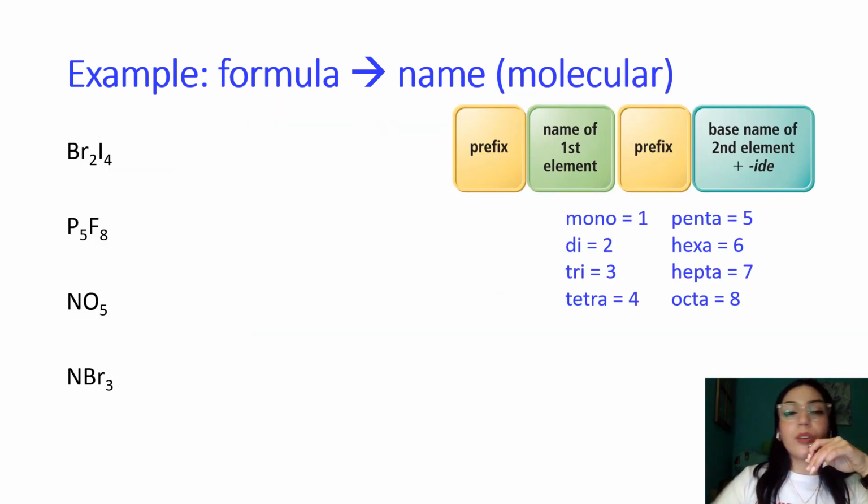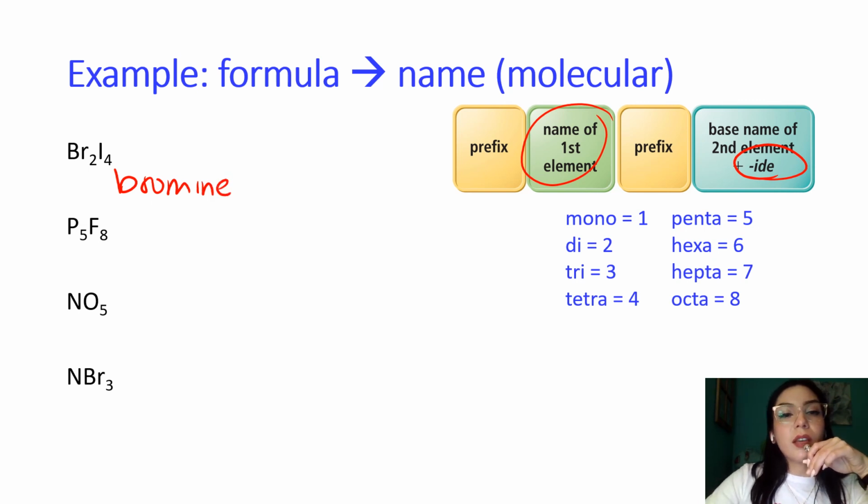So finally, we're going to go through some examples of going from a formula to a name of molecular compounds. So here we have bromine and iodine. And we know that we're going to just take the name of the first element, and then we have to change the ending of the second to "ide." So it'll be bromine, and I still haven't added prefixes, and then we have iodide instead of iodine. Now we have 2 bromines, so that's going to mean di, and then we have 4 iodides, so that's tetra. I forgot for a second.